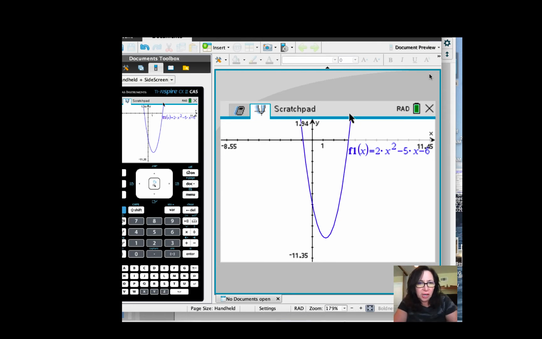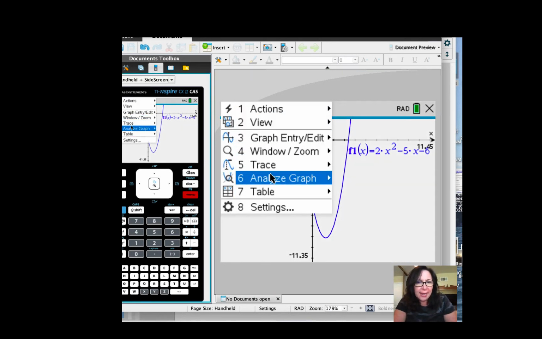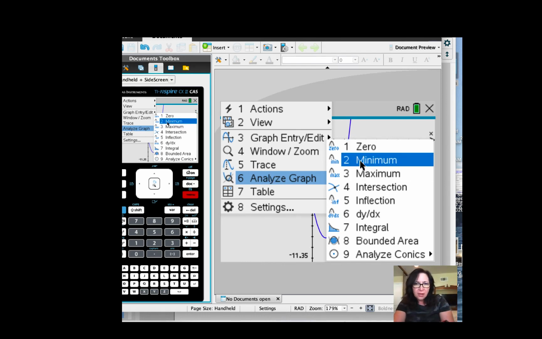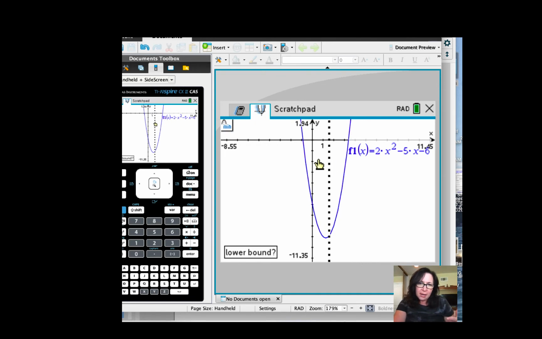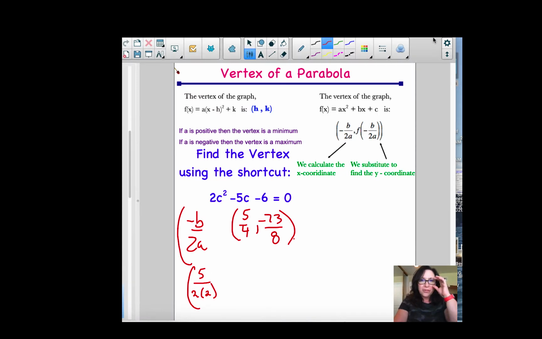The way you're going to go about finding the vertex is I'm going to go to menu, and on menu, I'm going to go to analyze graph. I know that for this parabola, it's at a minimum, so I'm going to click minimum. I know it's going to be in between, so I'm going to click on that and move it over to here. And look, there's my minimum. It's 1.25, which is 5/4, and negative 9. When I think about it, 8 times 9 is 72, and yes, it's about that. So that's how you find that on your calculator. It's pretty cool. Okay, so moving on.